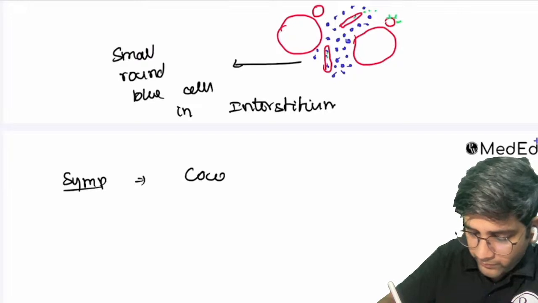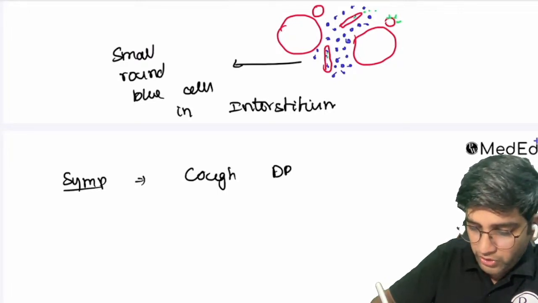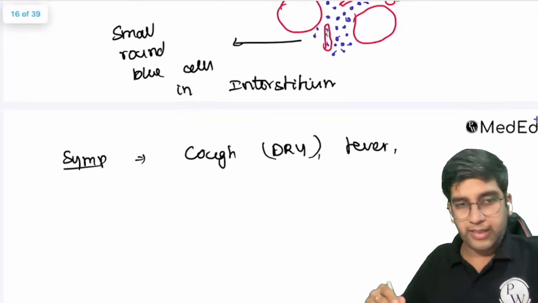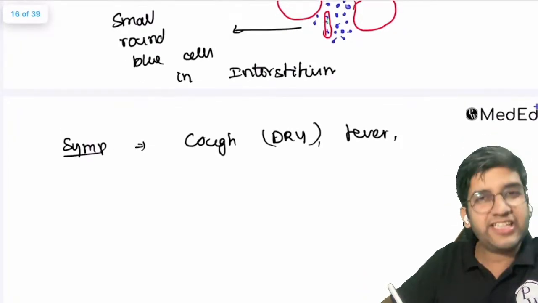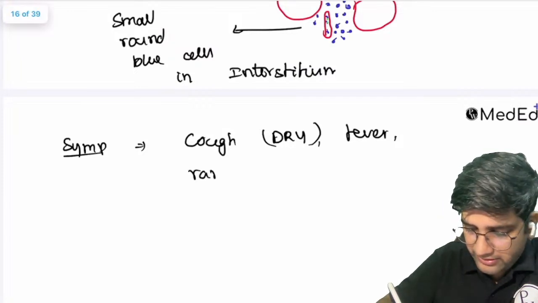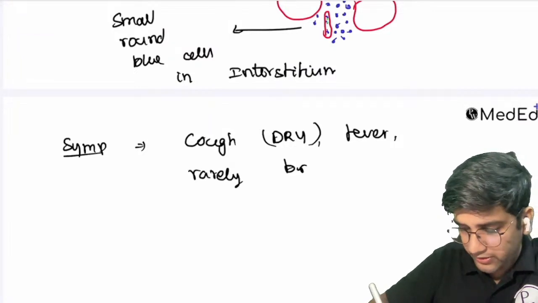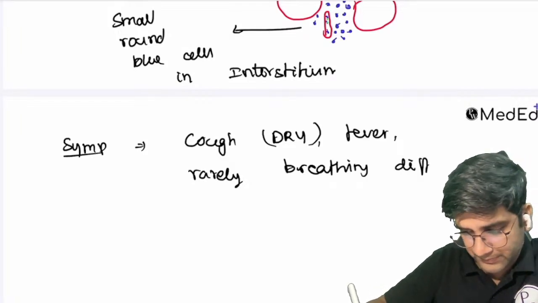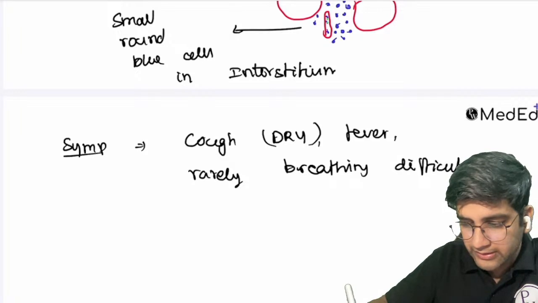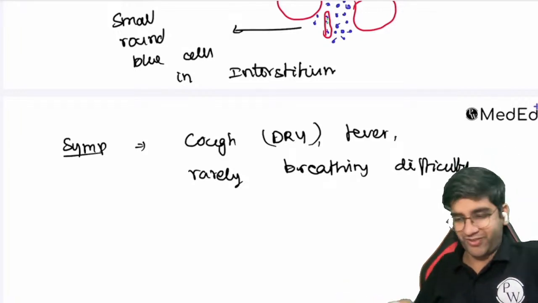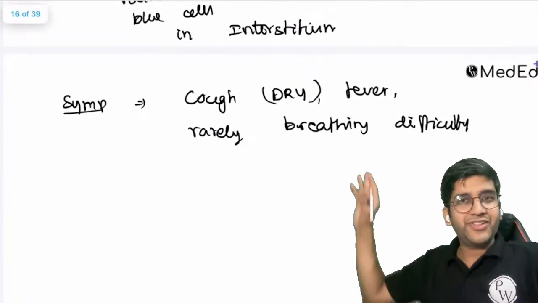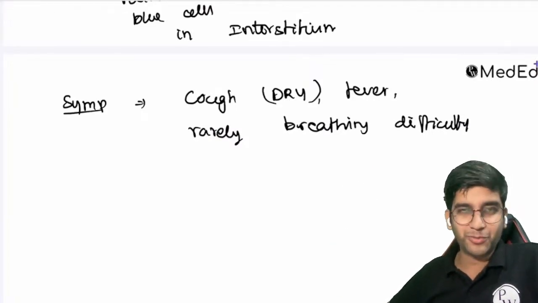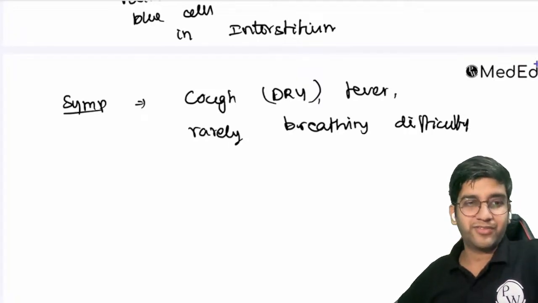There'll be cough. The most important thing is dry cough and fever, and very rarely breathing difficulty. Otherwise, no breathing difficulty. The question comes, how do I diagnose them? Will you even think of pneumonia here? No one is going to think of pneumonia here because it's just dry cough and fever.